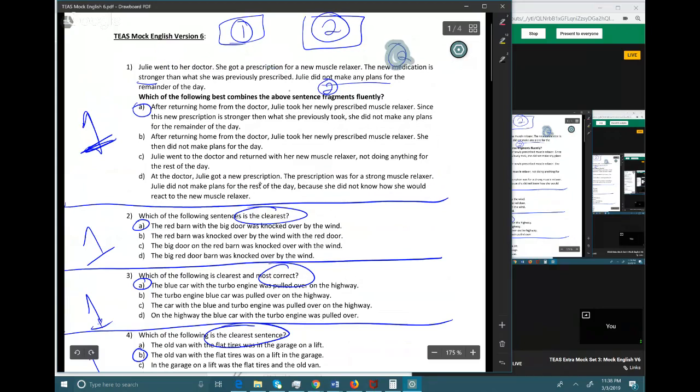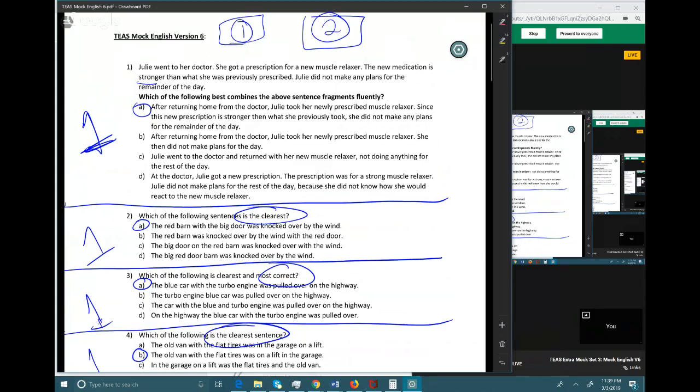So the reason that this is A, the 2 that I eliminated quickly, let me see. I believe I eliminated B and C really quickly. So B starts out good. After returning from the doctor, she takes her newly prescribed muscle relaxer. You can see what's going on. They're paired the way they're supposed to be. 1 is paired with 1, and it tells you what was prescribed.